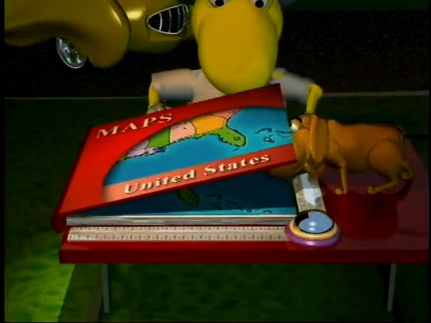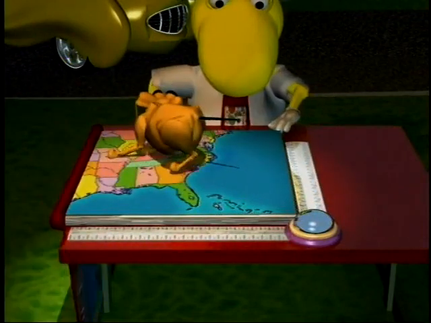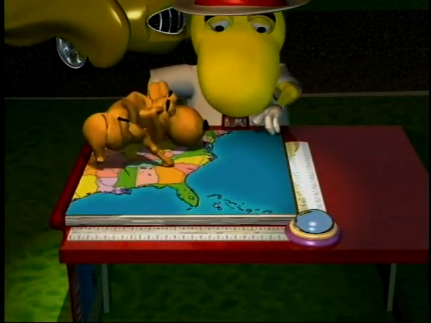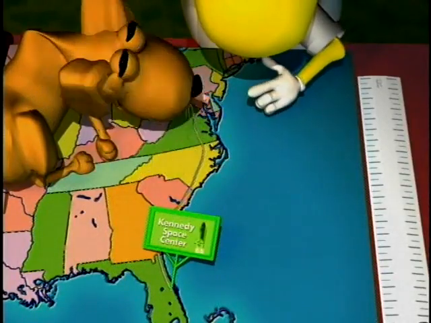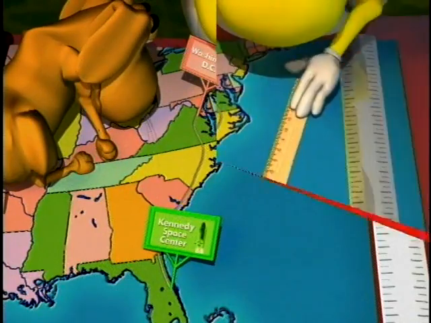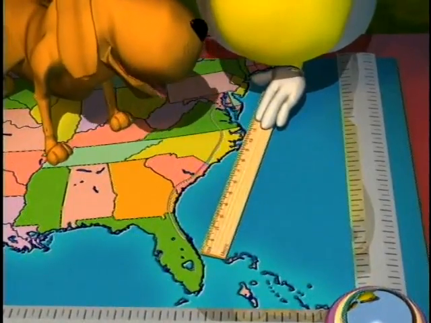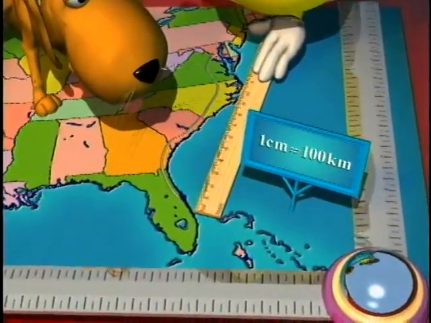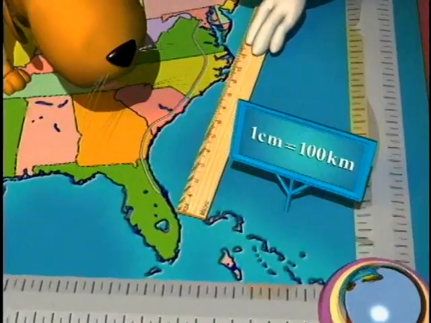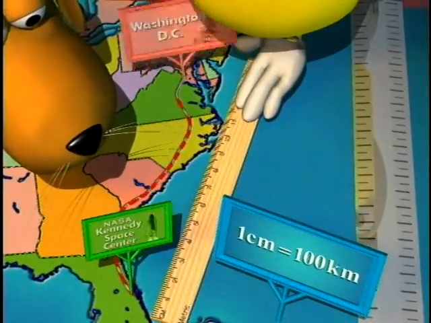Let's take a look at an example. One of the most common types of scale drawings is a map. Maps are very useful when planning a trip, whether it is across town or across the country. Norbert and Zot are planning to drive from NASA Kennedy Space Center to Washington, D.C. Norbert wants to estimate the distance he and Zot will travel. The scale on Norbert's map reads 1 centimeter equals 100 kilometers. How can he estimate the distance in kilometers from Kennedy Space Center to Washington, D.C.